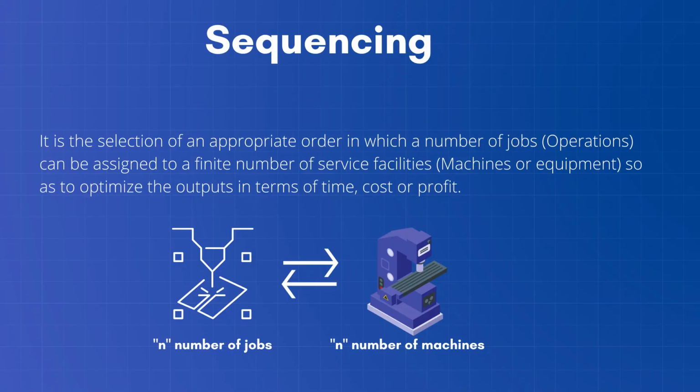Sequencing is the selection of an appropriate order in which a number of jobs or operations can be assigned to a finite number of service facilities or machines or equipments so as to optimize the outputs in terms of time, cost, or profit. In case of sequencing, we are solving for n number of jobs for n number of machines. It's completely different than the transportation and assignment problems.